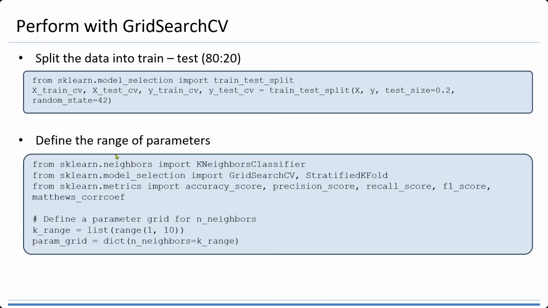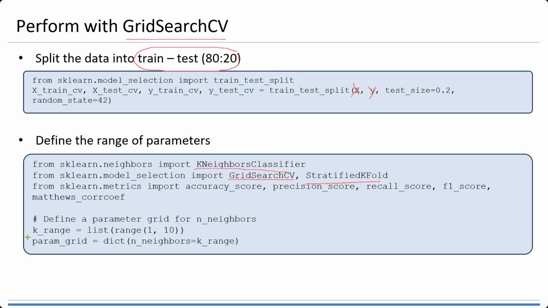Then we do it again. So I will just perform the grid search cross validation. We split the data into 80-20. We split the X and Y into 80-20. And then we use KNN, we use the grid search, we use the k-fold.